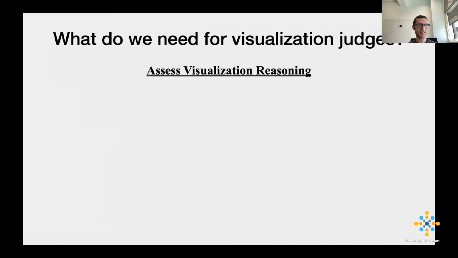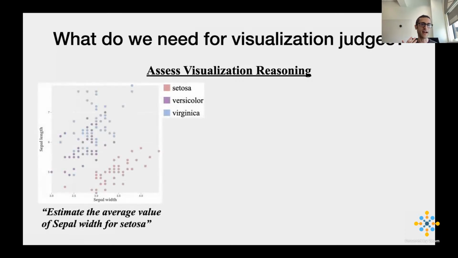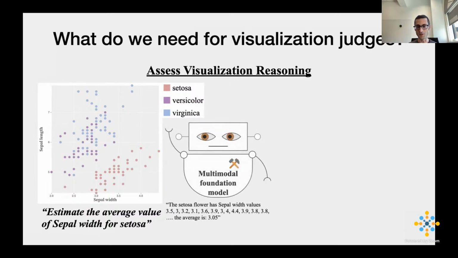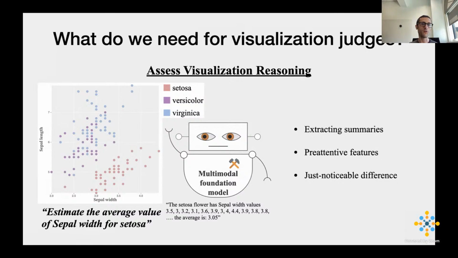So I'll end on two main things that I think we need for these kinds of visualization judges in practice. The first thing we should do is assess how well these models perform visualization reasoning. If we have this simple iris data set and we ask a model to estimate the average value of sepal width for setosa, it's possible that the model would simply read off the individual marks and then compute an average from what it's read. This is not necessarily how a human would go about estimating the average value. Very often they'd use some kind of perceptual proxy like the envelope of the points. So we think the way in which a model reasons should be aligned with how a human reasons over visualizations.